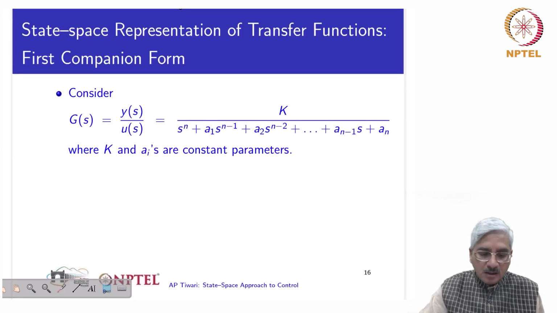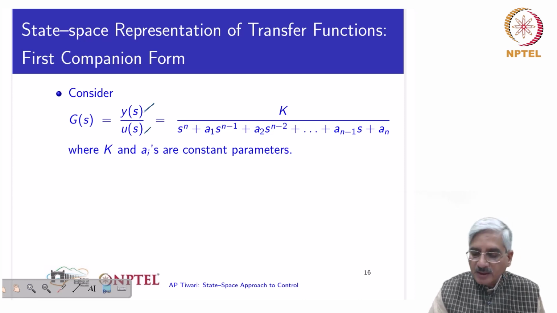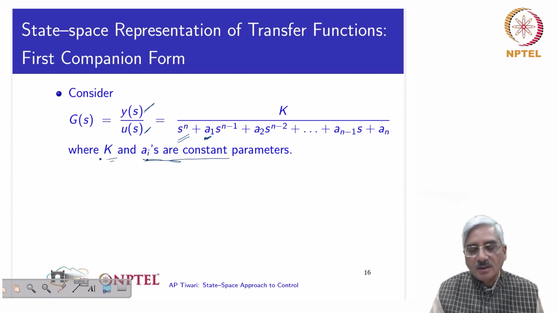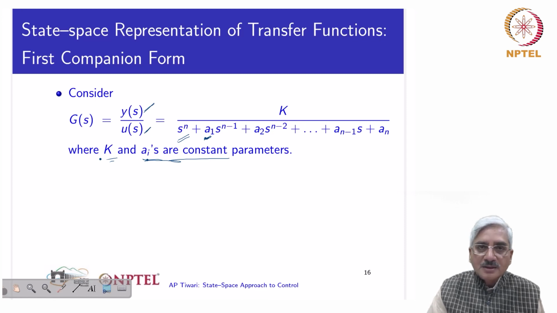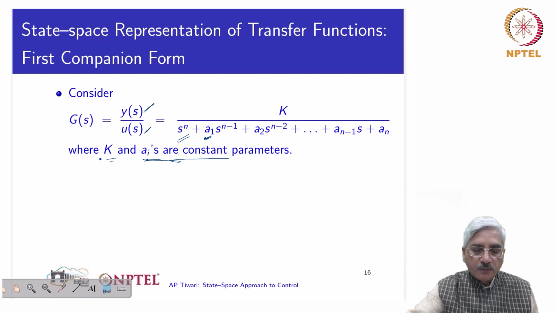So we consider a transfer function which is the ratio of the Laplace transform of the output of the system to the Laplace transform of the input of the system, as this. The numerator is a constant k and the denominator is a polynomial in s of degree n, in which the coefficients a_i are all constants, and k is also a constant. Now we are going to consider how to represent it into the standard state space form.